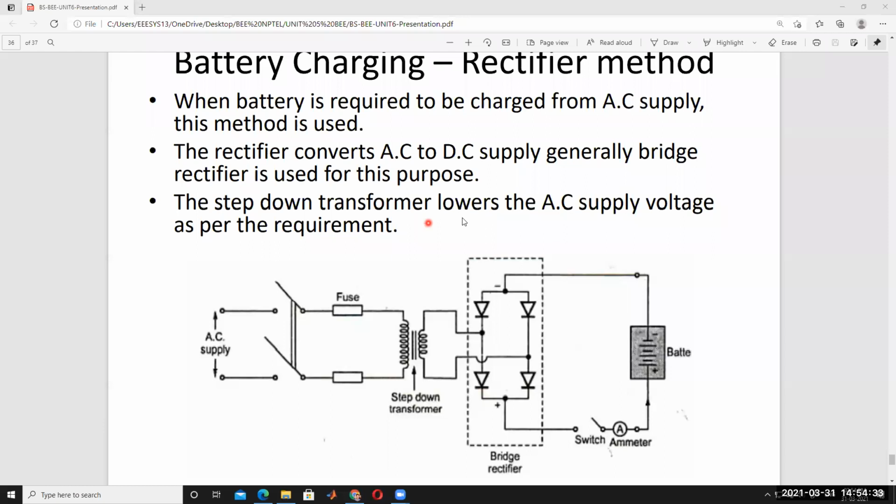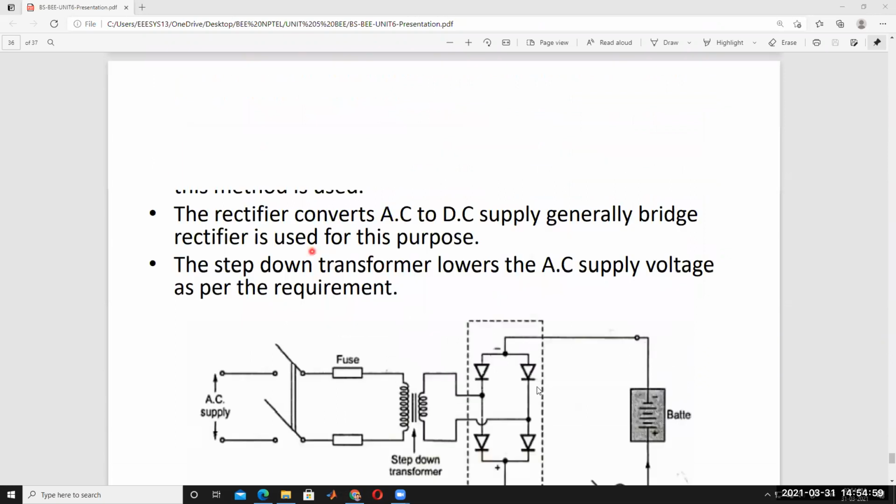The step-down transformer lowers the AC supply voltage as per requirement. Step-down transformers are used because the input is 230 volts, which can be reduced by using a step-down transformer, and then the battery can be charged. Because the battery capacity is very small, the voltage is stepped down by using small transformers inside the charger. That is the rectifier method.